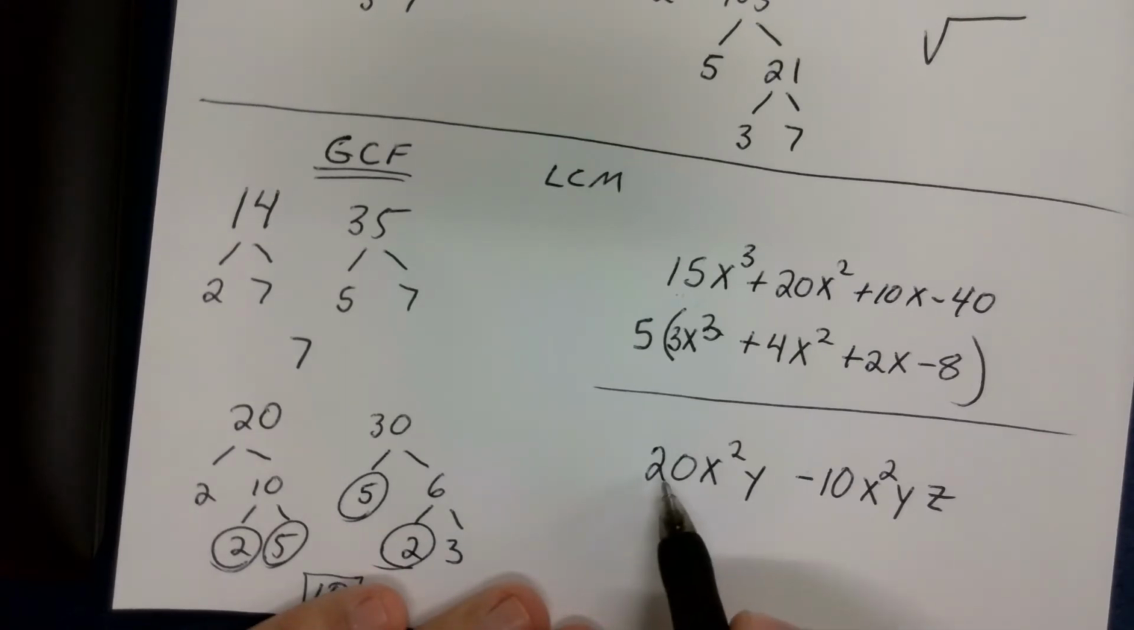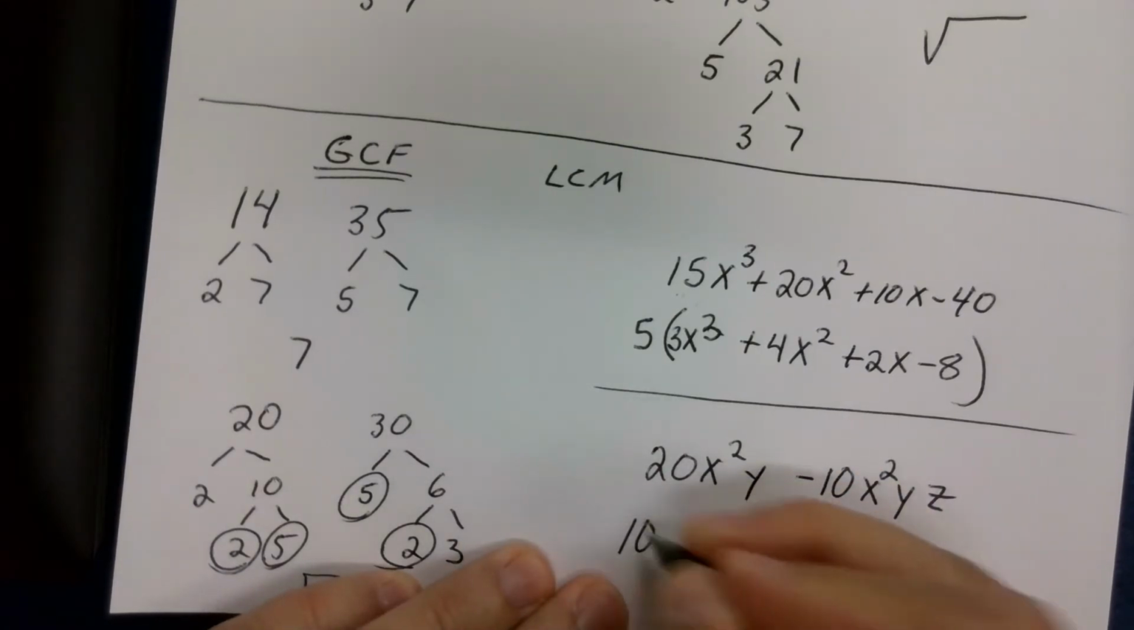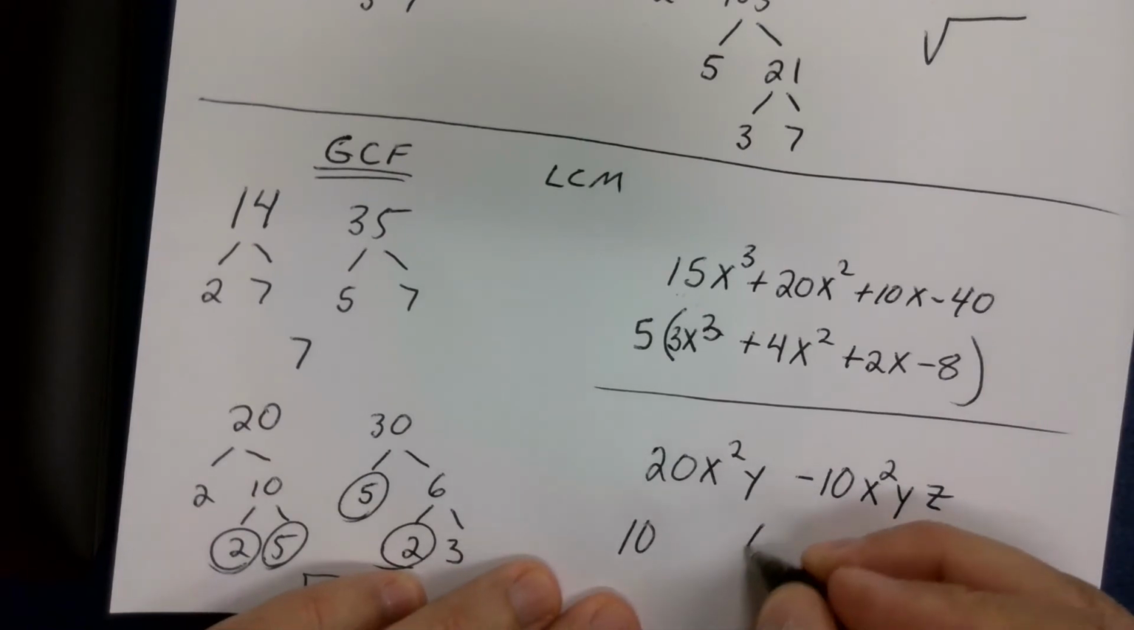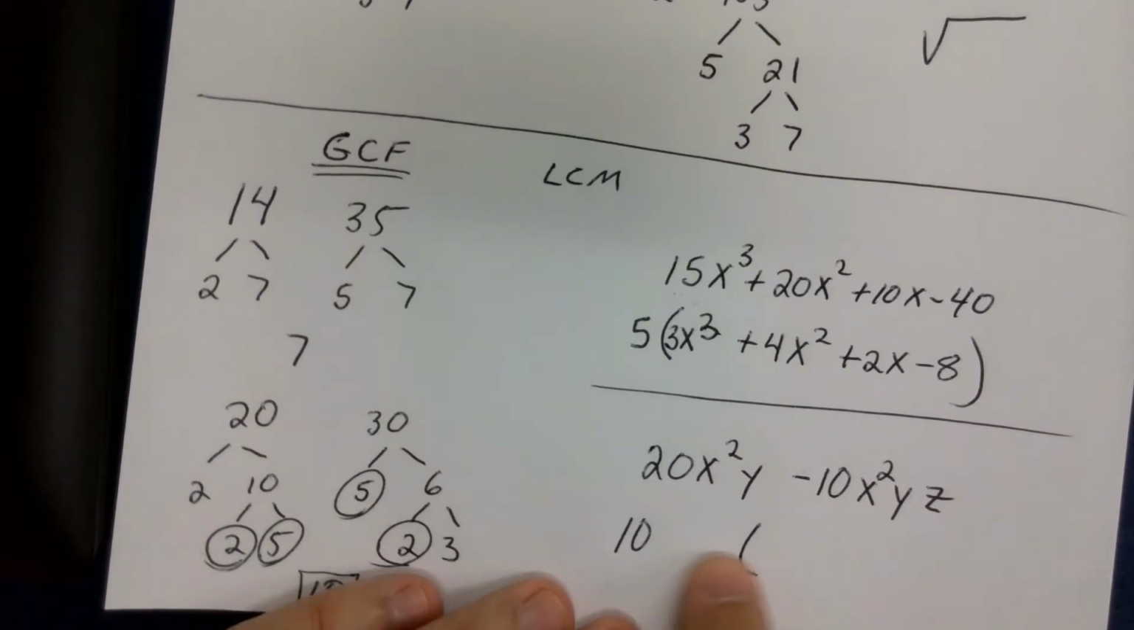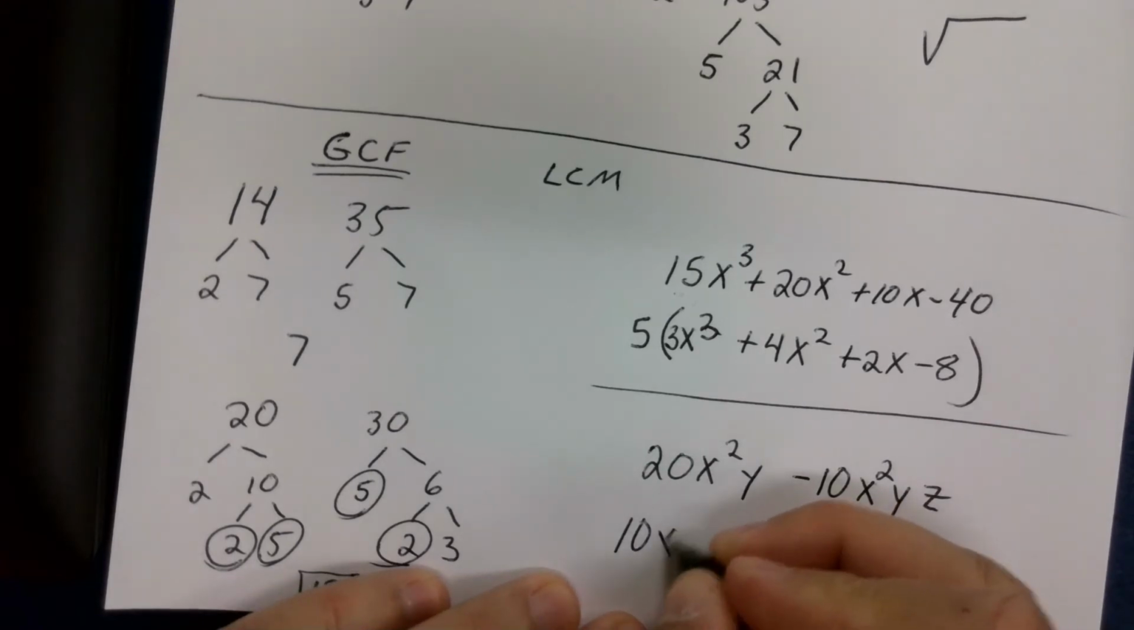So you tell me kind of in your head, between 20 and 10, is there a common factor there? And hopefully you said it's 10, right? 10. So that means I can pull a 10 on the outside of my new set of parentheses. Now I left some room there because I think there's common letters in here too. So would you agree there's an x squared in both of these terms? And if there is, I can pull it out.